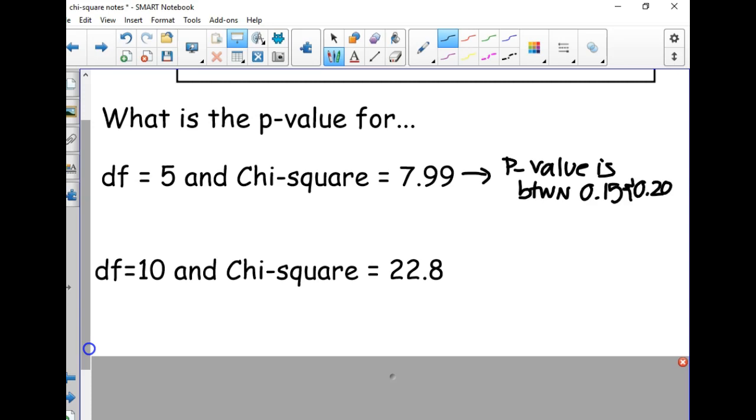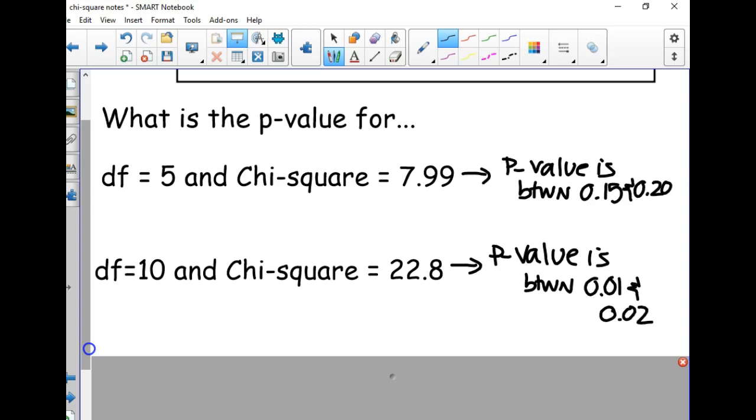Okay, what did we get our p-value in between? Okay, so the p-value is between 0.01 and 0.02. All right.